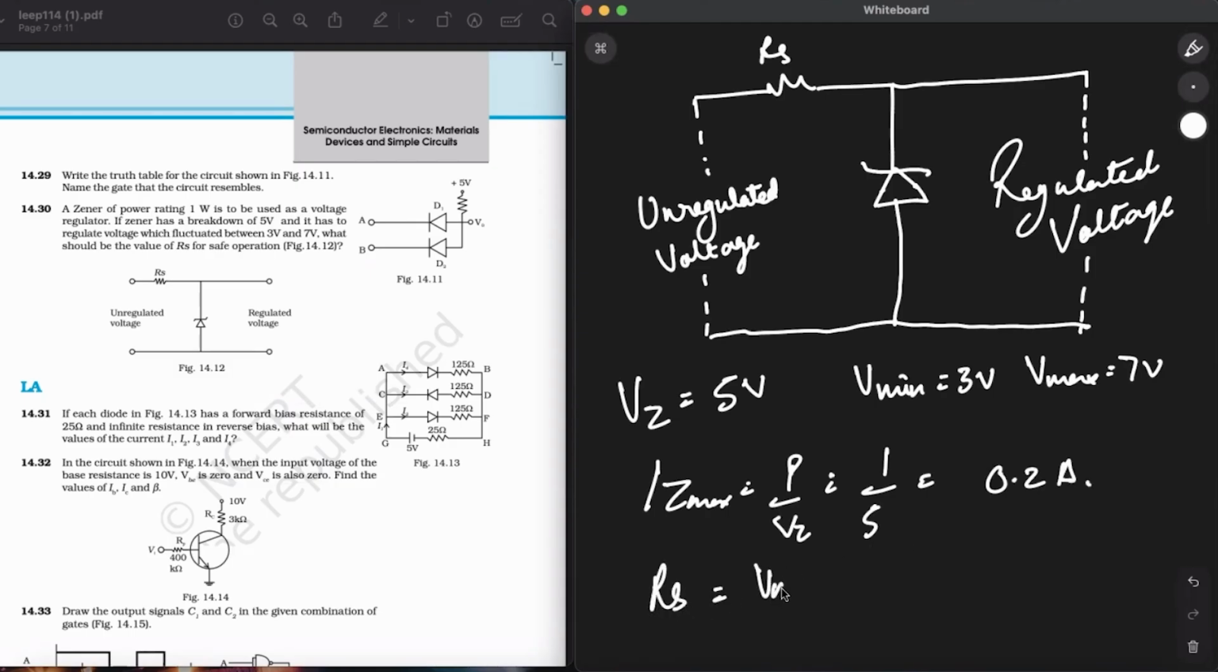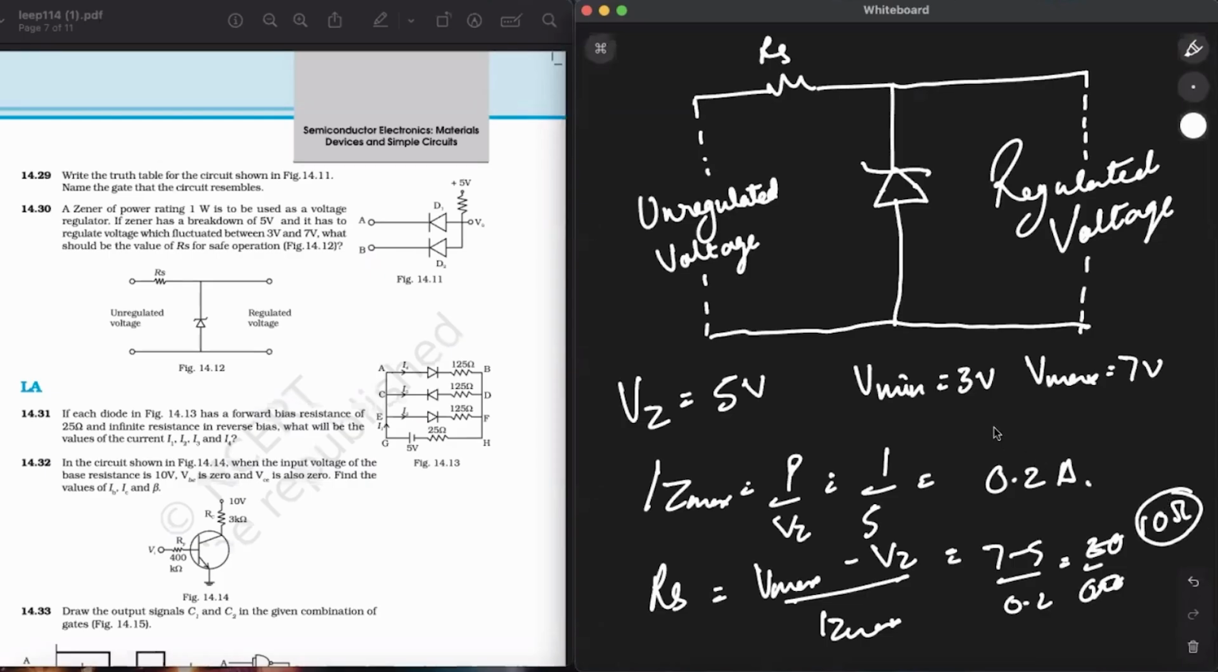Alright, for safe operation, RS will be equal to what? RS will be equal to V max minus VZ upon IZ max. So 7 minus 5 divided by 0.2 is 2 upon 0.2. It will be 10 ohms.